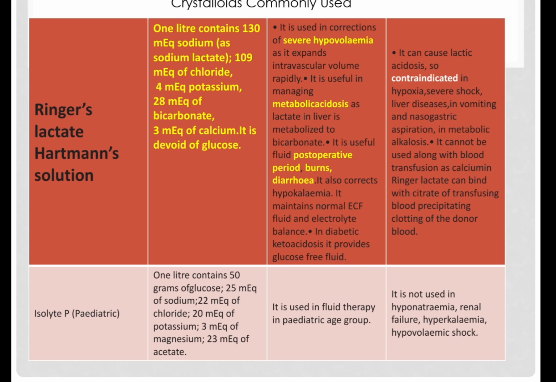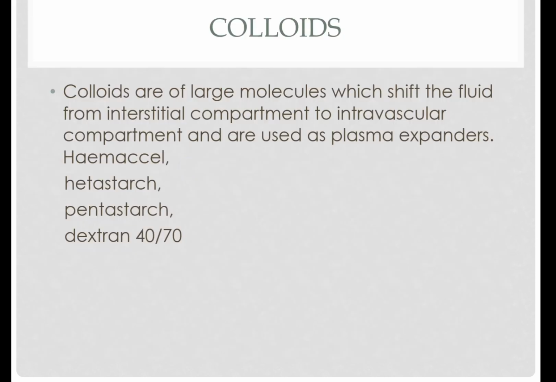Now, these were the crystalloids. Now on colloids. Colloids are of large volume, which shift the fluid from the interstitial compartment to the intravascular compartment and are used as a plasma expander. So what are the kinds of colloids? They are hetastarch, pentastarch, dextran 40-70 or 70-40, and Haemaccel. Commonly in our surgical practice in Pakistan, Haemaccel or dextran is used.